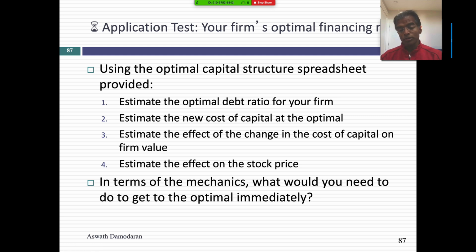So it'll use that simple solution. And in terms of mechanics, remember when you run that spreadsheet and it tells you your optimal is 30, 40, 50% and gives you a dollar debt, it's built on the presumption that you can borrow that money and buy back stock. So if your company is the kind of company that's not allowed to buy back stock or does not want to buy back stock, tell me what you would do to get to the optimal.